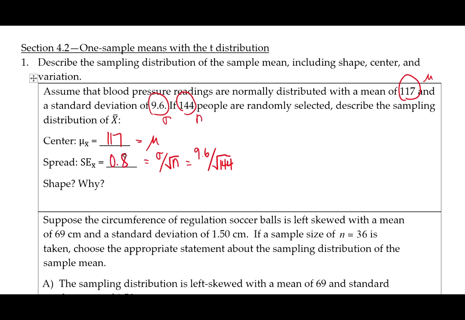The shape of the sampling distribution of the sample mean depends on the sample size. If the sample size is above 30, then the sampling distribution of the sample mean will be approximately normal. Now, if the original population is normal, the sampling distribution will also be normal. In this case here, we are told that blood pressure readings are normally distributed, and so therefore the shape of the population will be normally distributed as well.